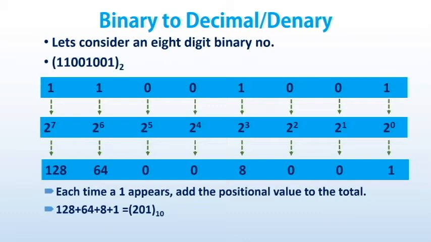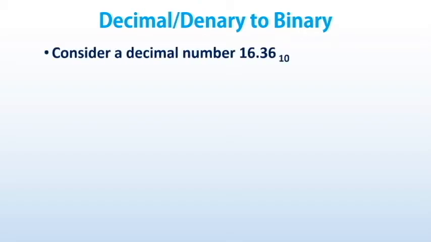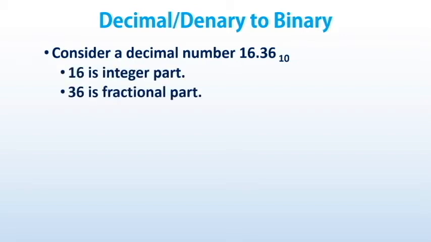Now we will see how to convert a decimal or denary number to binary. Usually a decimal number has two parts. So this example, 16.36, has 16 as the integer part and 0.36 as the fractional part. These two parts need to be calculated separately, in different ways. So let's see those calculations.